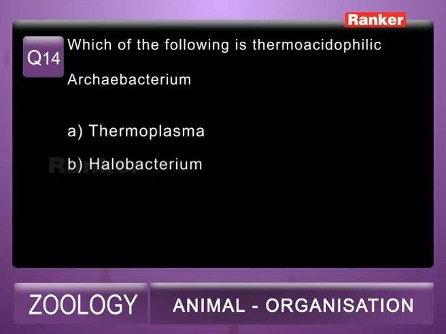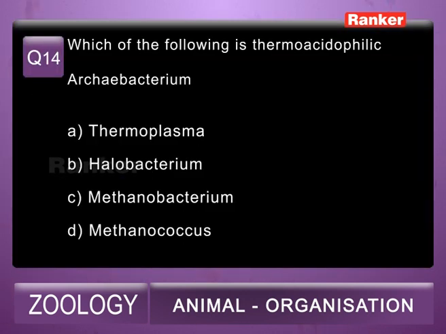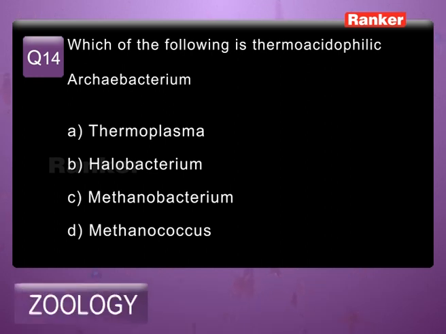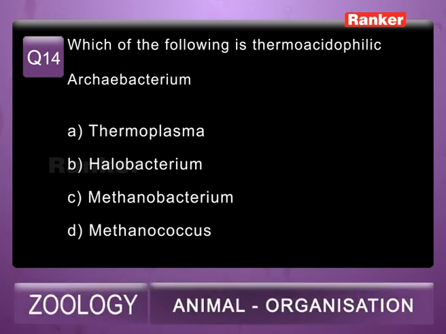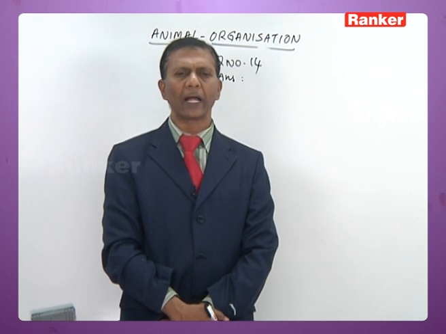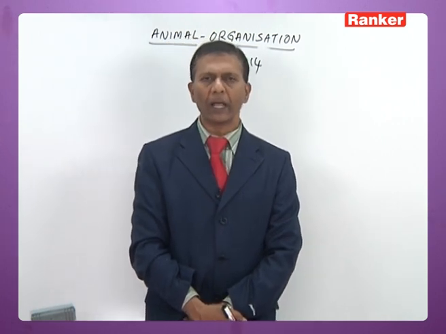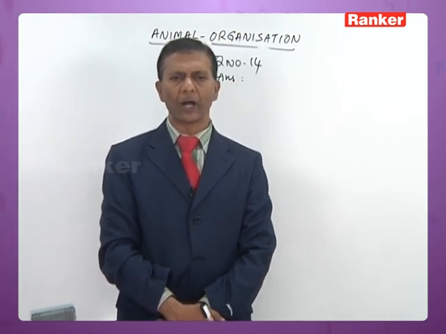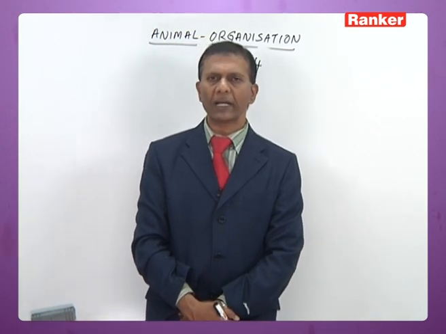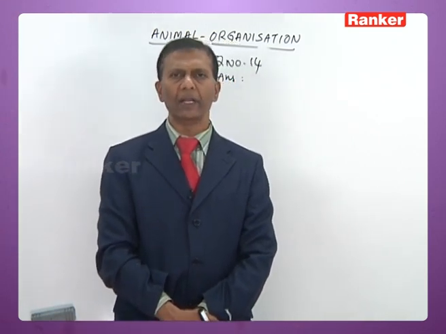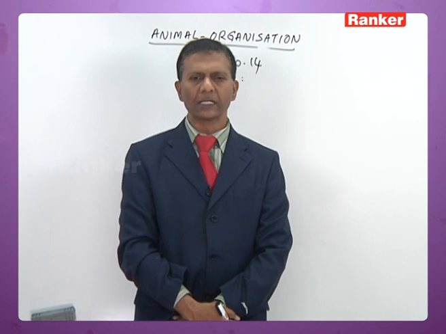Now 14th question, it is about once again Archaebacteria. Which of the following is thermoacidophilic Archaebacterium? A, Thermoplasma, B, Halobacterium, C, Methanobacterium, D, Methanococcus. Thermoplasma are the bacteria which can live even at high temperature. Halobacteria live in high salt concentration. Methanococcus bacteria are the bacteria which live in the gut of ruminants.